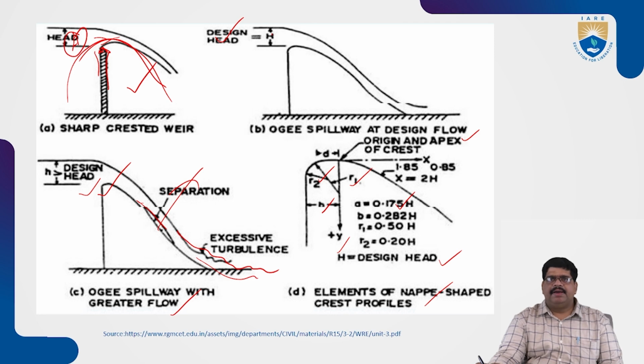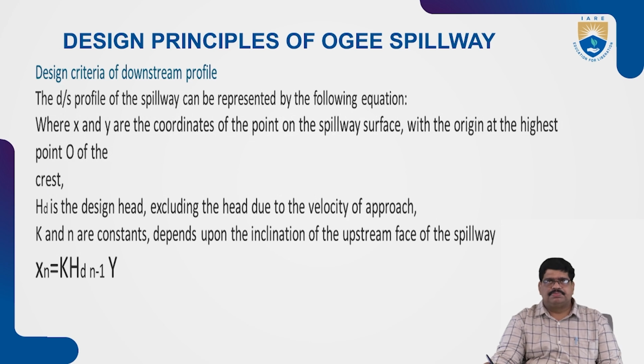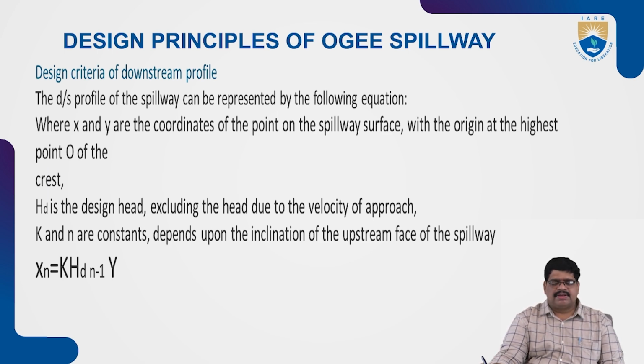Next, the elements of the nappe and the shape of the crest profiles will be constructed. What is the design principle of the Ogee spillway? Very, very important design principle. The downstream side of the spillway can be represented by the following equation, where x and y are the coordinates of the point on the spillway surface, and the origin is the highest point, O. HD is the design head including the velocity head, where K and n are constants depending upon the inclination of the spillway. x^n is equal to K times HD^(n-1) times y. By applying this formula, you have to find the value.